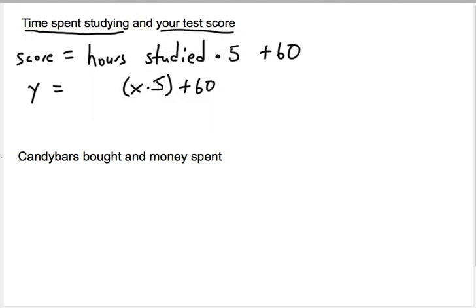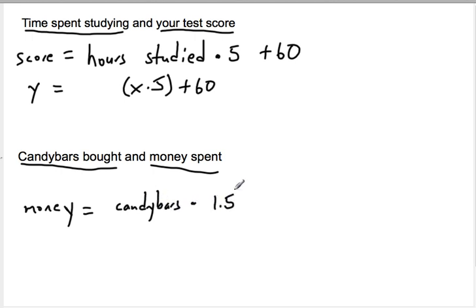And so what if we were at a convenience store and we were hungry, we had a sweet tooth, we wanted to buy some candy bars, and so the two variables here would be candy bars bought and money spent. Okay, so certainly the amount of money you spend is going to depend on how many candy bars you buy. So the money is going to equal, let's say candy bars cost $1.50, so equals candy bars times 1.5.